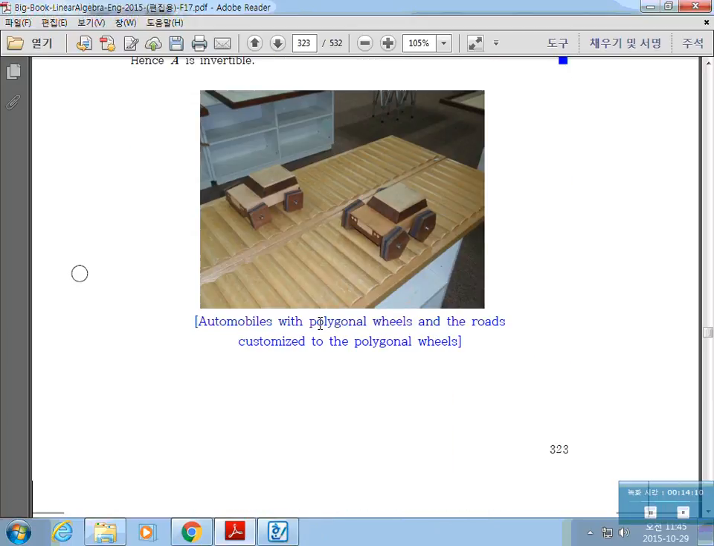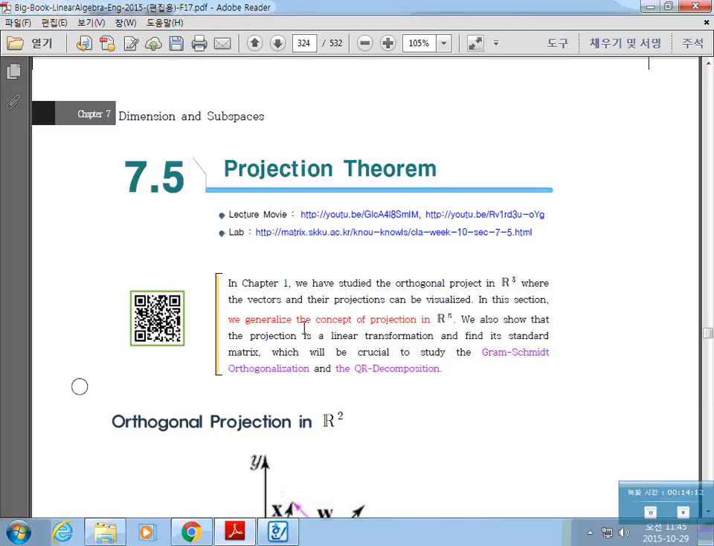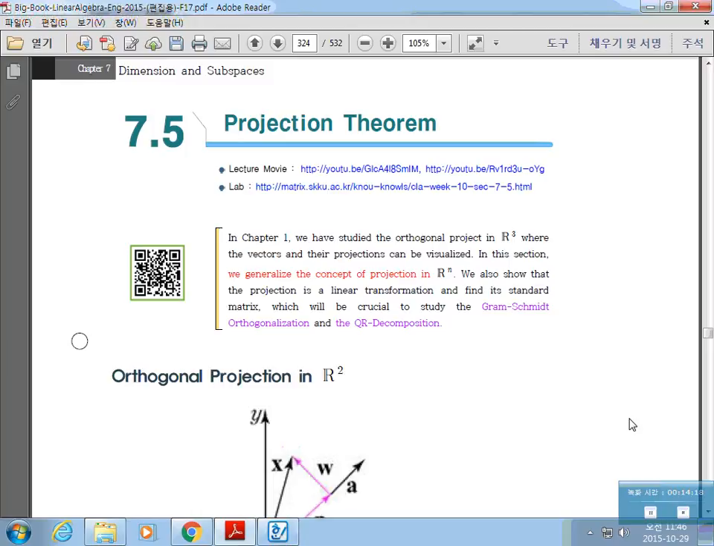I think that's the end of section 7.4. Then we will continue with section 7.5, projection. Any questions?